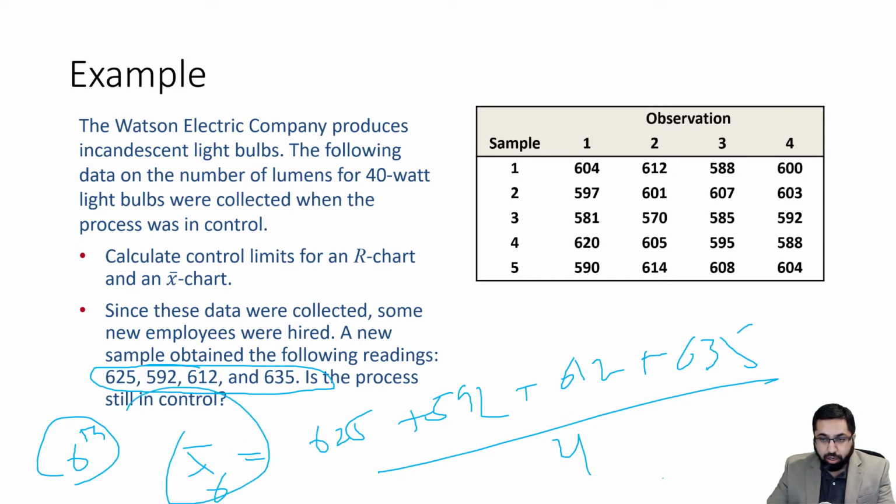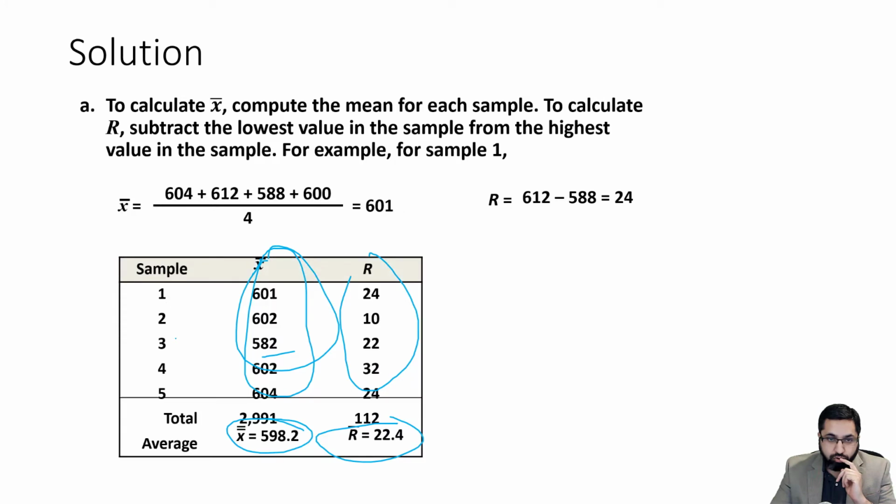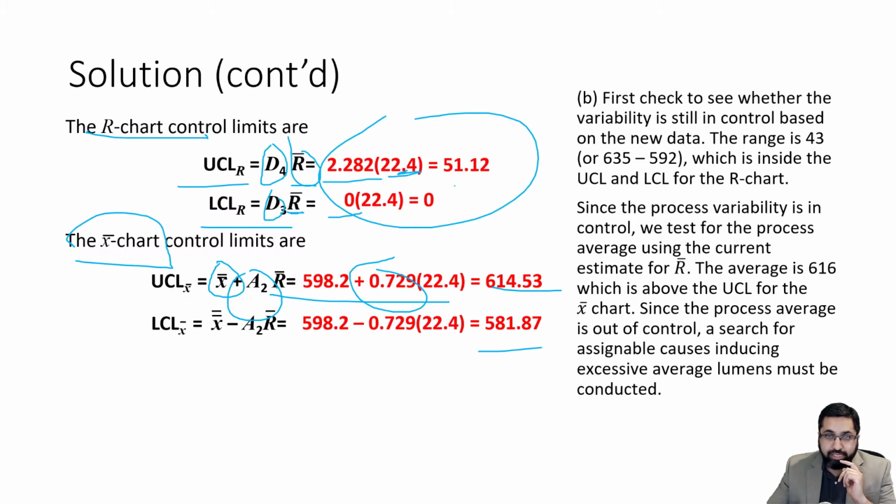And then the range R6 for the 6th sample: what's the highest value? 635. Lowest value 592. So you'll get 635 minus 592, which is 43. That's your range. So you'll plot the X bar 6 and R6 onto your control chart, okay? And you can see that the range is within the control limits, 0 to 51. And then whatever average you got, you'll see if it's within the control limit or not. Okay, so we got 43, sorry, is the range. 635 minus 592, that is 43, not 44.